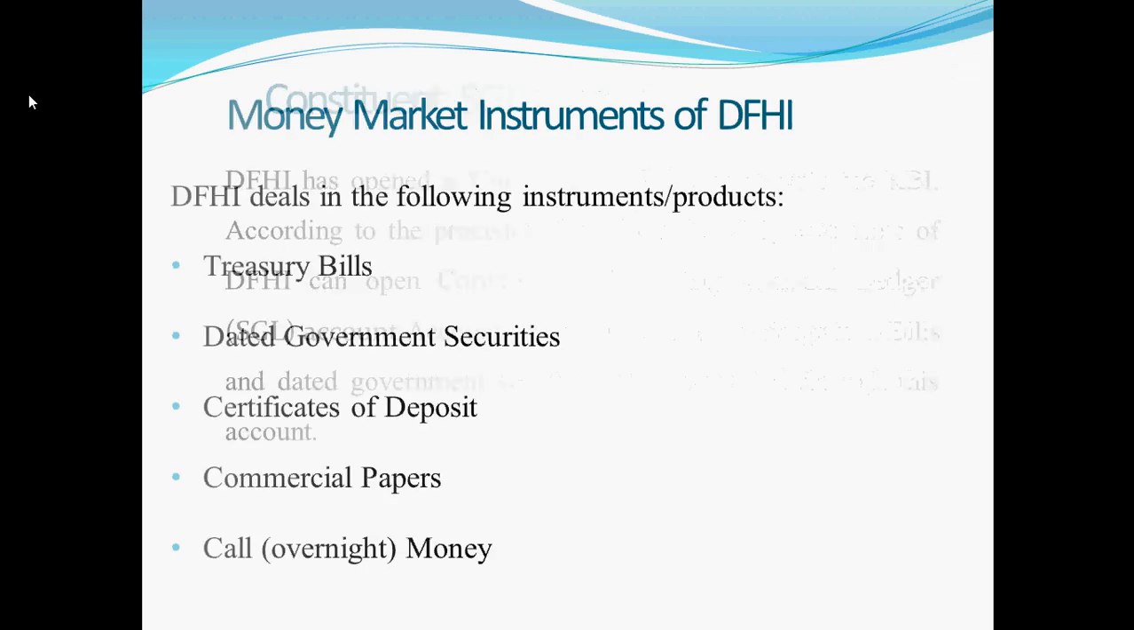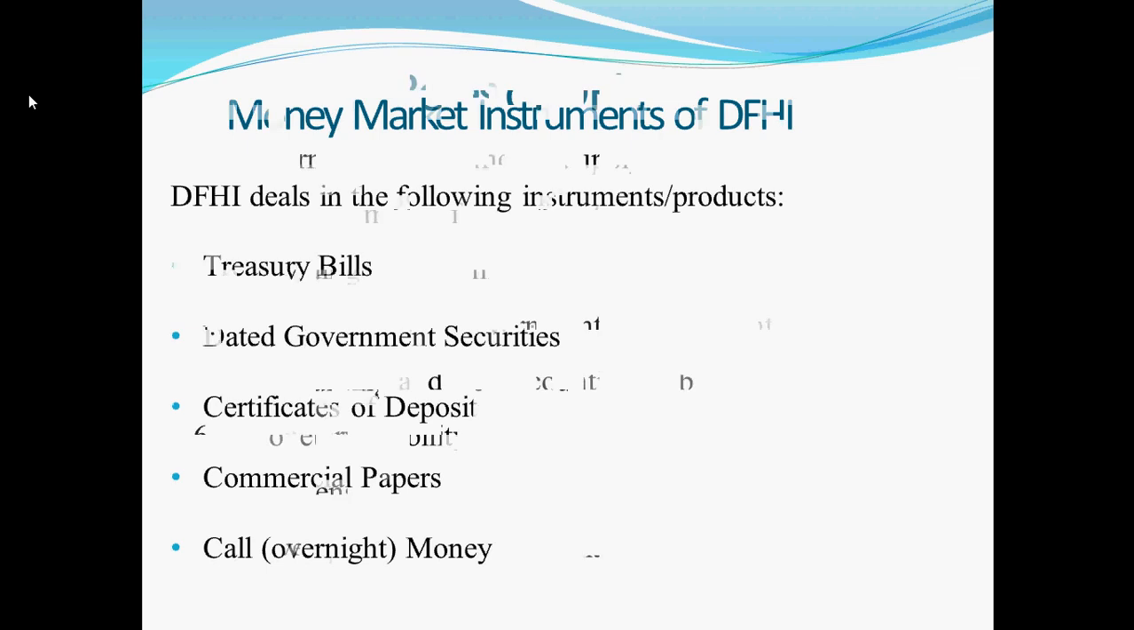There is a list of several money market instruments of DFHI. DFHI deals in the following instruments and products, such as treasury bills, dated government securities, certificates of deposit, commercial paper and call money. All these instruments are short-term instruments. It is a wholesale market for short-term debt instruments and a parking place to employ short-term surplus funds.